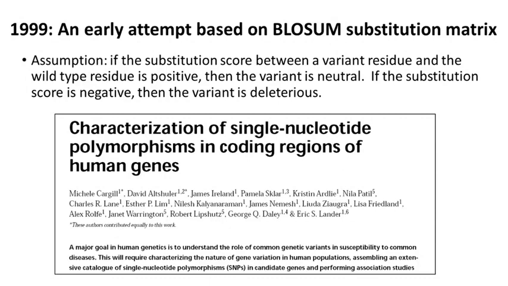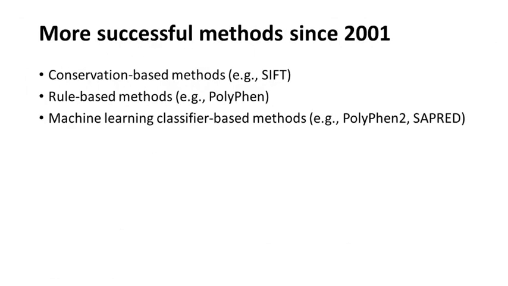It was intuitive, but unfortunately didn't work very well because different proteins and different positions have very different tolerance for the same substitution. Since 2001, a number of more successful methods were developed. They were based either on sequence alone or sequence plus structure, and can be roughly divided into three categories: conservation-based, rule-based, and machine learning classifier-based. Let's look at them one by one.